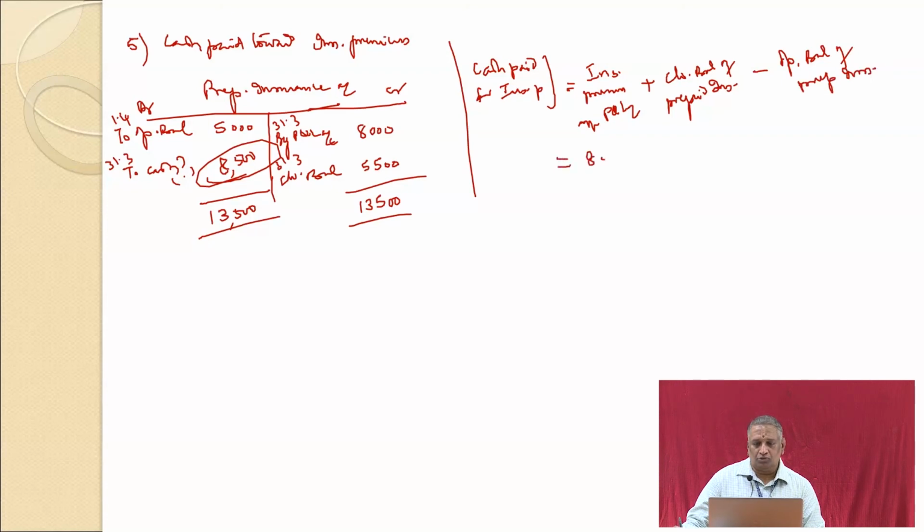So substituting values in the equation: closing prepaid is 5,500 minus opening prepaid is 5,000. So rupees 8,500 is your amount of cash paid for the current year towards insurance premium.